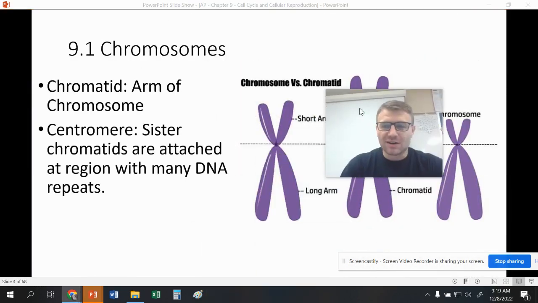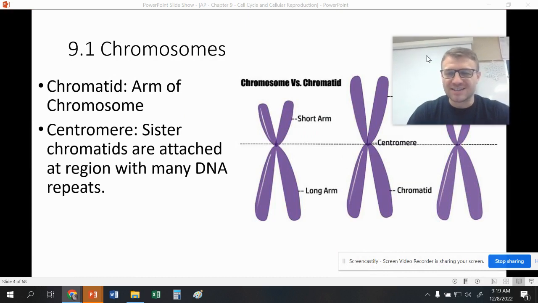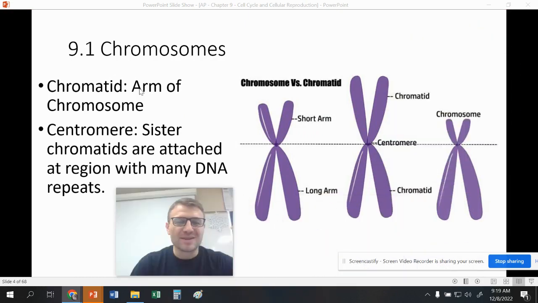Now, there are a couple other words that we have to know here. This is where it kind of gets a little bit tough. Chromatids are the arms of the chromosome. This is the arm and this is the arm. You can say short arm. This is the short portion of the arm. This is the long portion of the arm. Each one of these chromosomes has two chromatids. The centromere is the location where the chromatids are going to attach. So again, the centromere is in the middle. Chromatids are what is attaching together to form the chromosome.